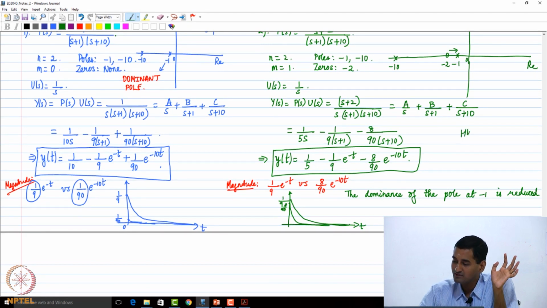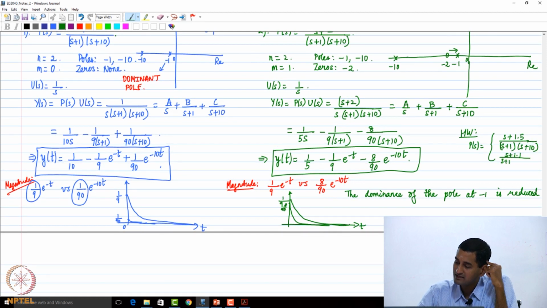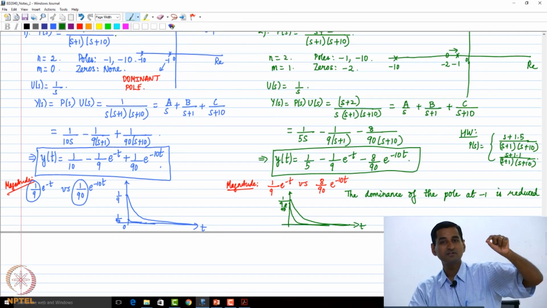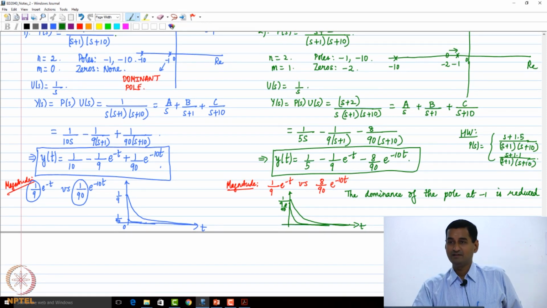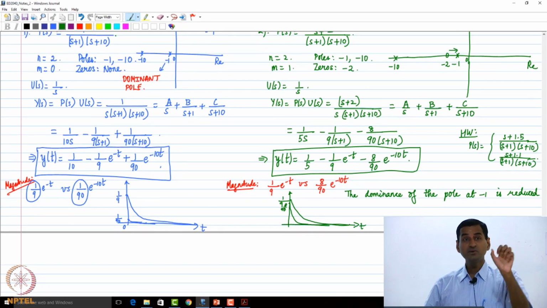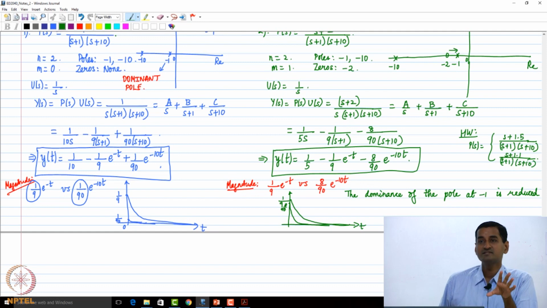Homework: try the step response of these two plants. S plus 1.5 times s plus 1 times s plus 10, and s plus 1.1, s plus 1 and s plus 10. And observe. Please do. What I am doing is just moving the 0 closer and closer to minus 1, correct?